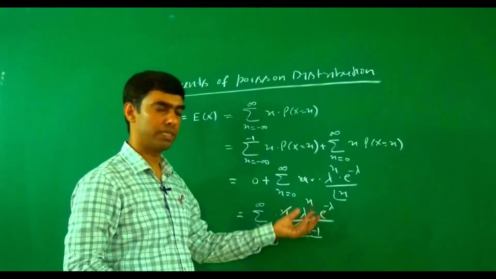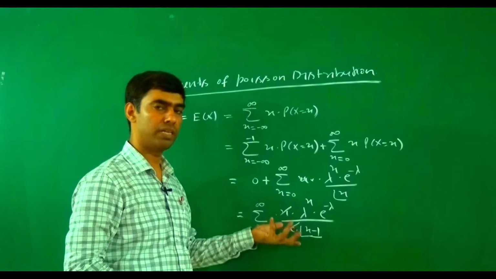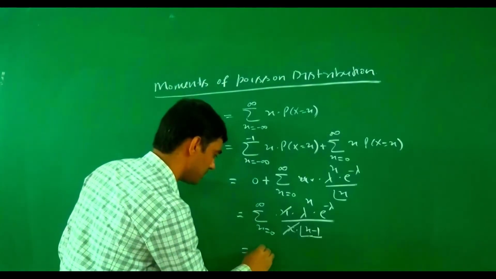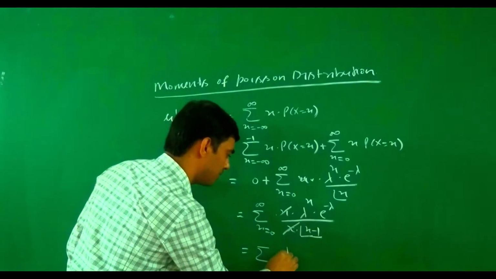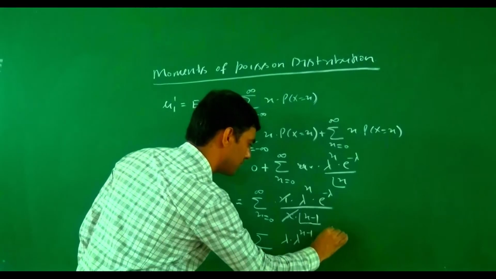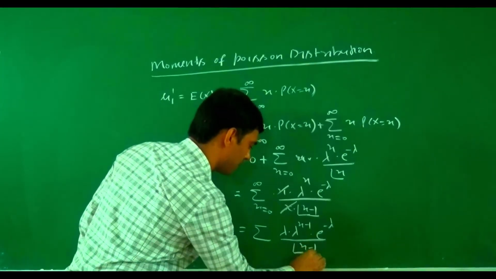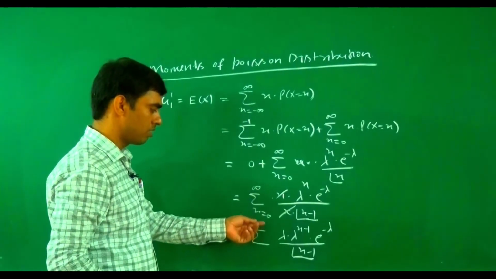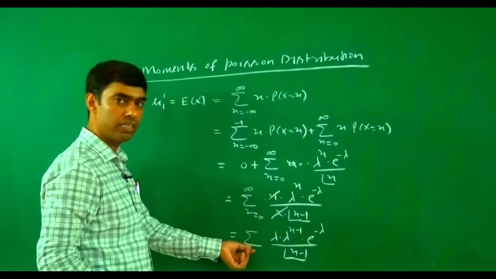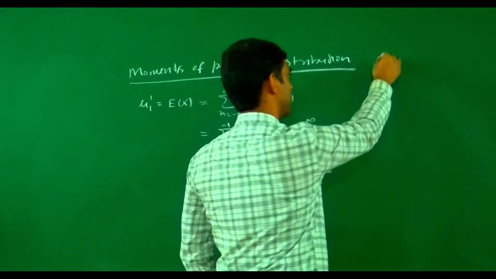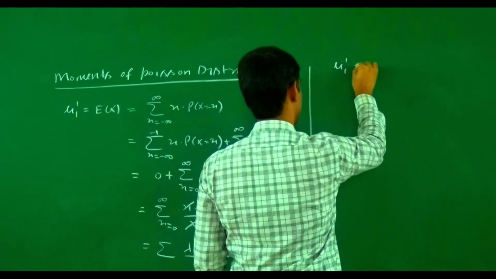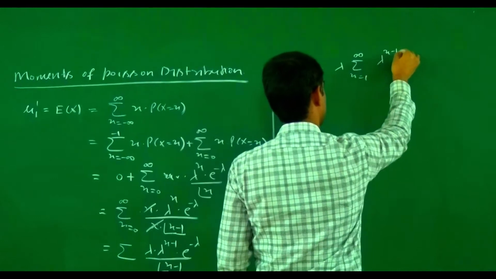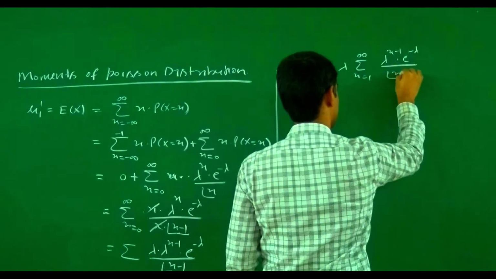Because the sum of the terms from 0 to infinite becomes again e to power minus lambda, and e to power lambda and e to power minus lambda become 1. So here we write lambda into lambda to power x minus 1 into e to power minus lambda divided by factorial x minus 1. Lambda is free from the summation. Now x equals 0 is not defined, so here we write from x equal 1 to infinite. So mu1 dash equals lambda outside, summation x equal 1 to infinite lambda to power x minus 1 into e to power minus lambda divided by factorial x minus 1.